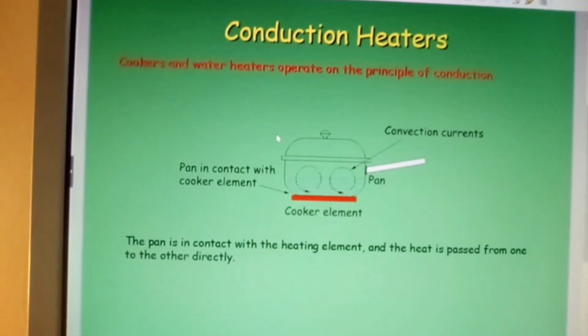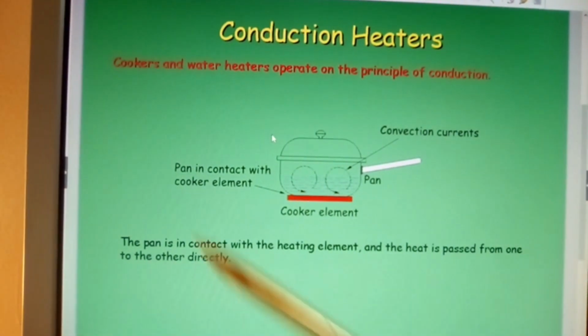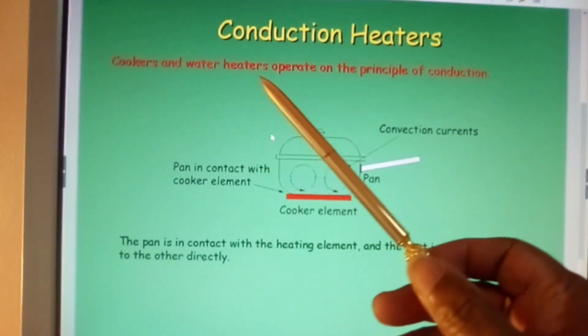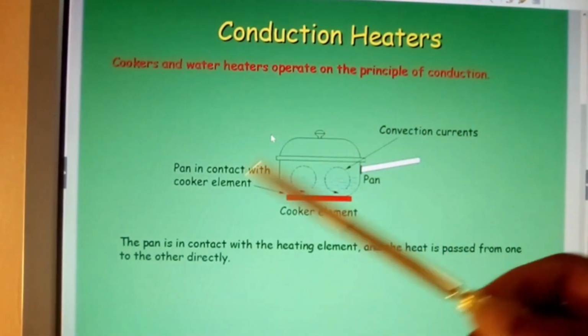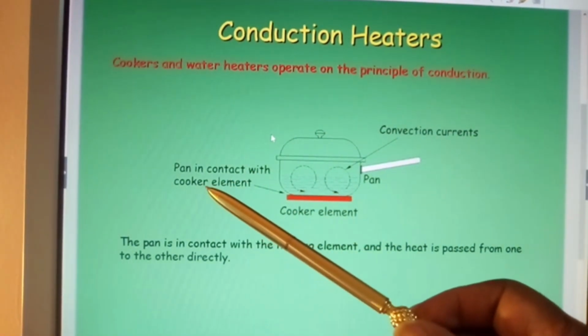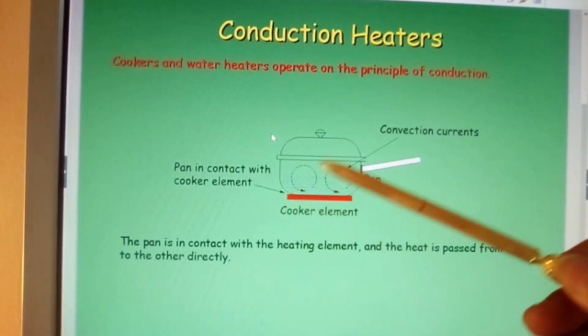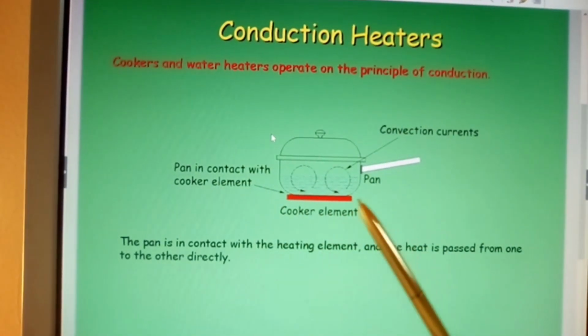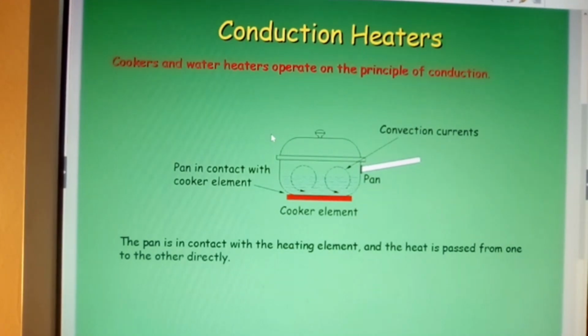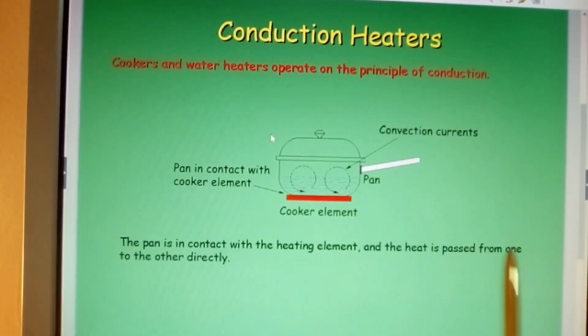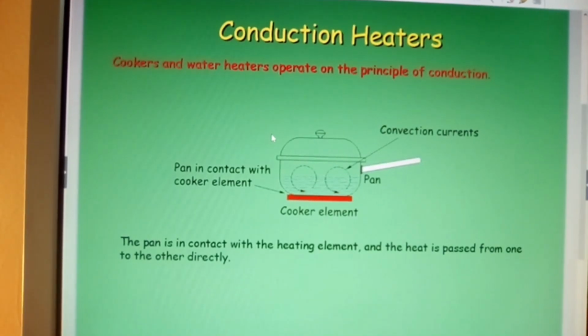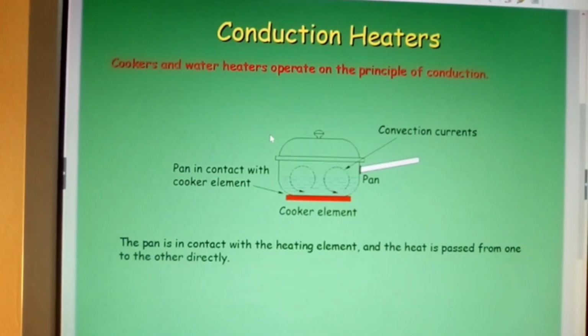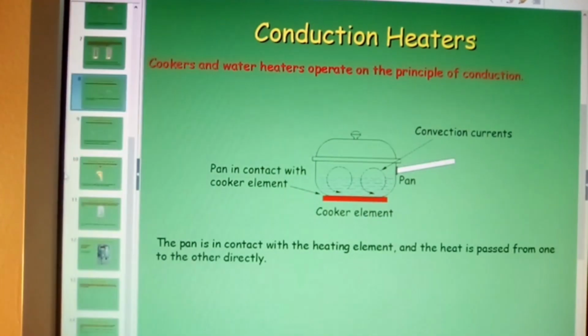Conduction heaters. Cookers and water heaters operate on the principle of conduction. Here is a pan in contact with the cooker element, okay, whether this be gas or electric. You can read it for yourself, you don't need me to read that out to you. Okay, thank you.